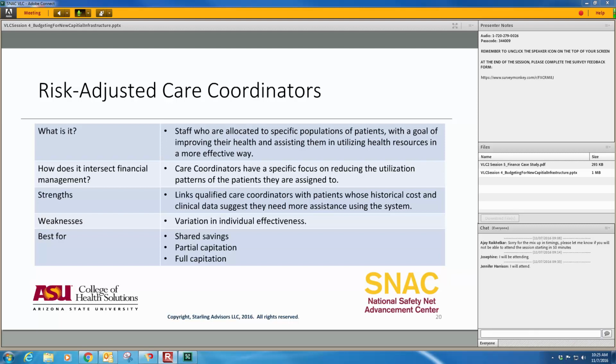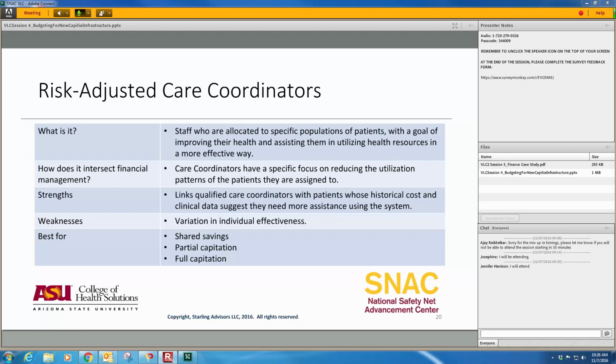So I want to talk quickly about the concept of risk-adjusted care coordinators. This is really where I think most organizations, in shared savings all the way up through some of the highest risk models, are focusing their efforts. This is staff who are allocated to a specific population of patients with a goal of improving their health and assisting them in utilizing health resources in a more effective way. They have a very specific focus on reducing utilization patterns.